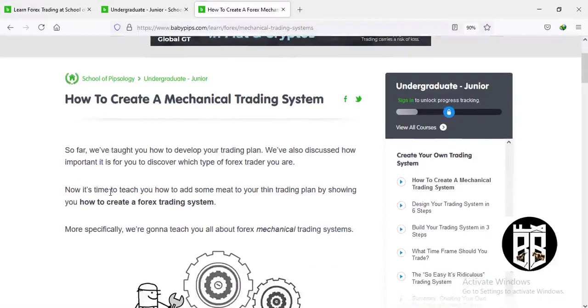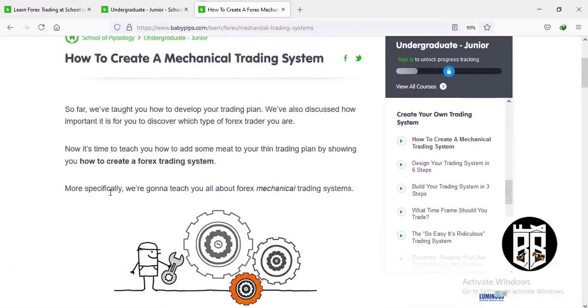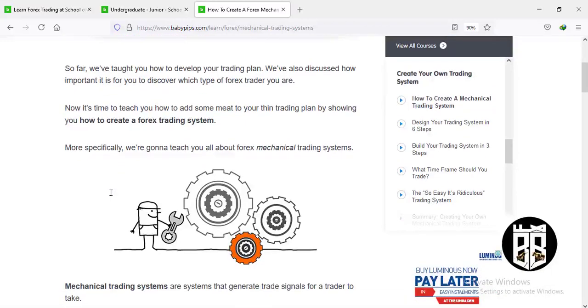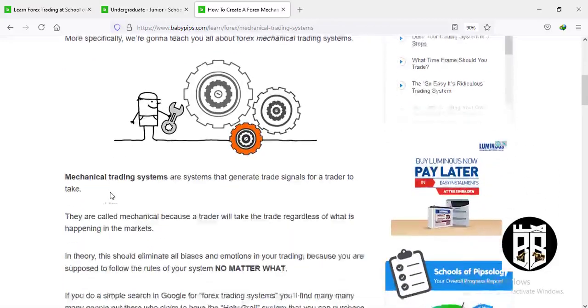So here we are on how to create a mechanical trading system. So what are we going to learn here? Babypips is saying so far we've discussed a lot about how to discover yourself as a trader, and now that you've discovered yourself as a trader, it is now time for them to teach us how we can design a trading plan by creating a forex trading system.